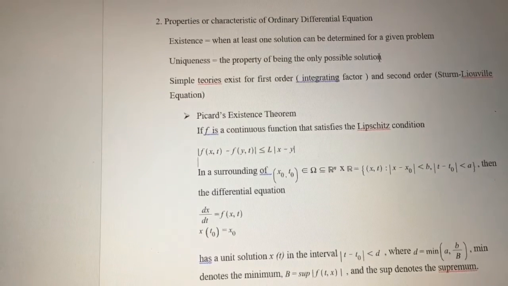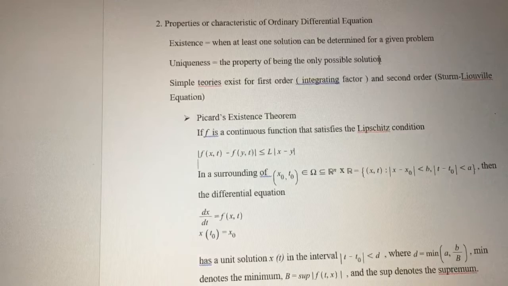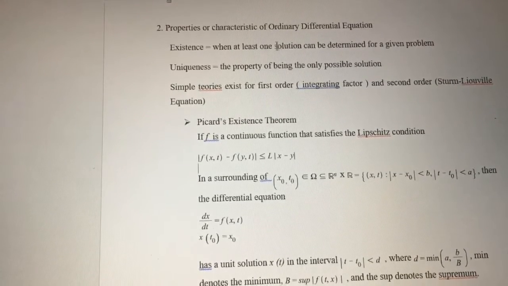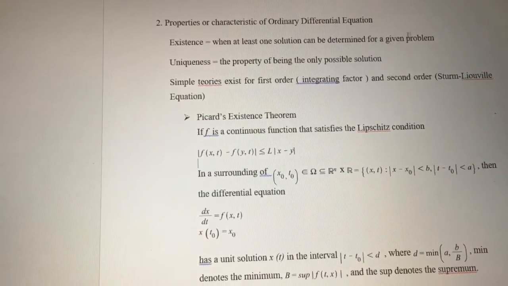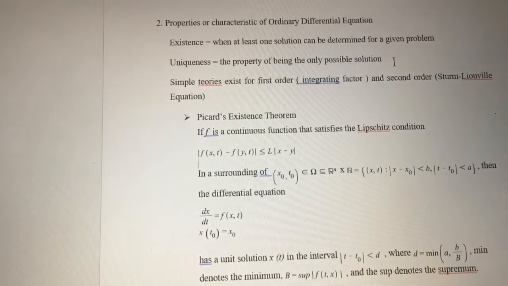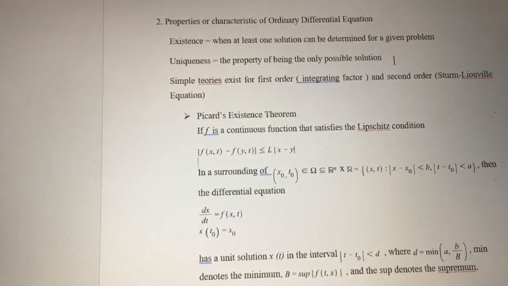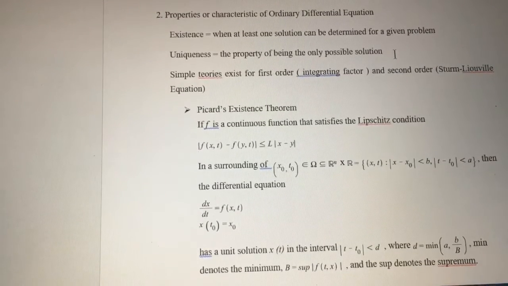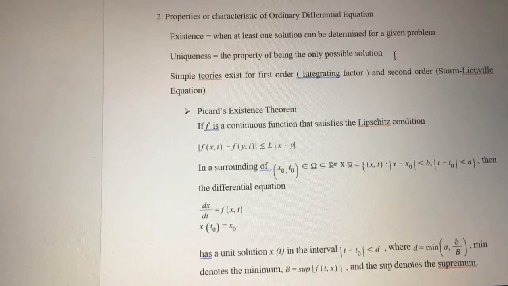Next is properties or characteristics of ODE. The first one, existence, is when at least one solution can be determined for a given problem, while uniqueness is the property of being the only possible solution. One of the most important theorems in ODE is Picard's existence and uniqueness theorem for first-order ODE.